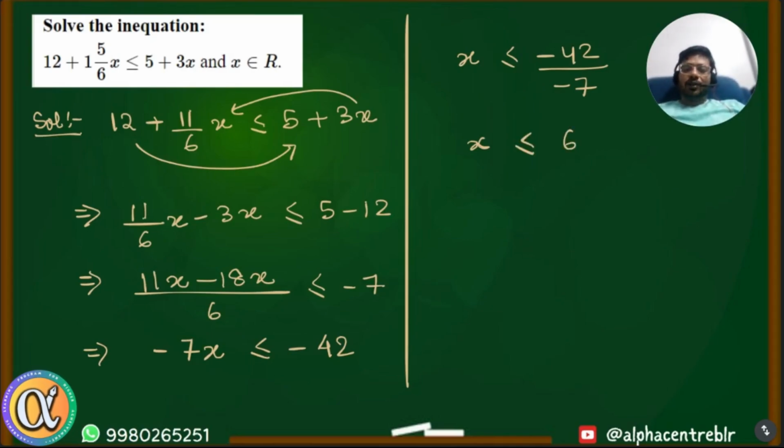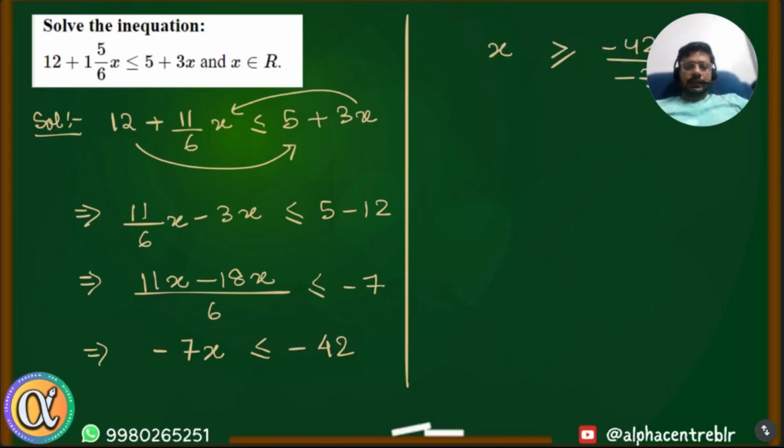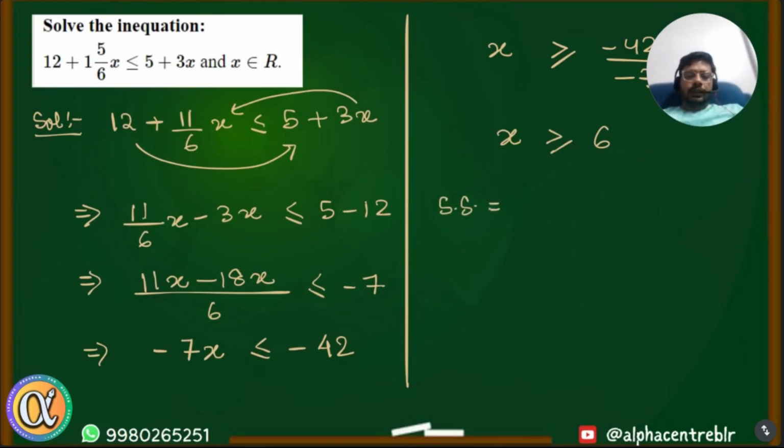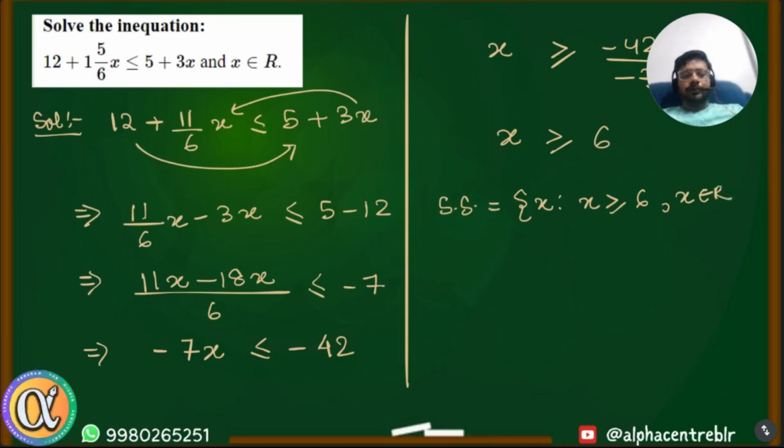Ideally, when you divide by a minus number on both sides, it is important that we flip the inequality. So if you're dividing by a negative number, you need to flip the inequality. So this is greater than or equal to 6. Now the solution set is x such that x is greater than or equal to 6 and x belongs to real numbers. That's all.